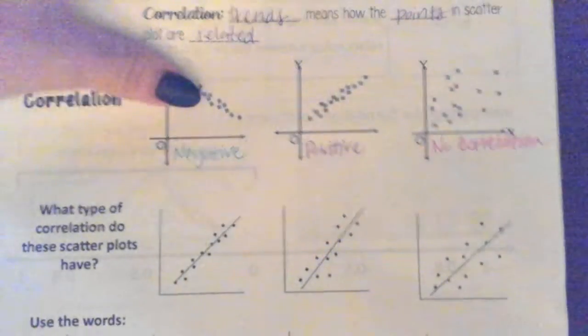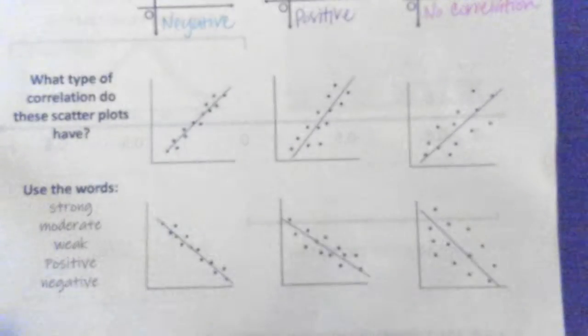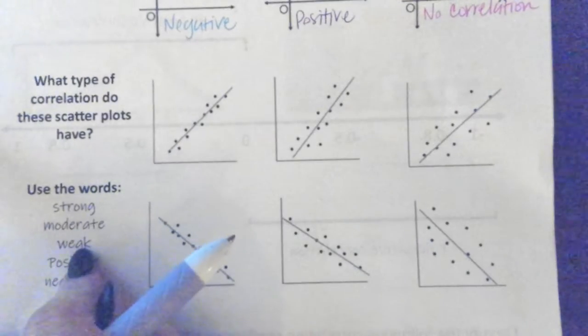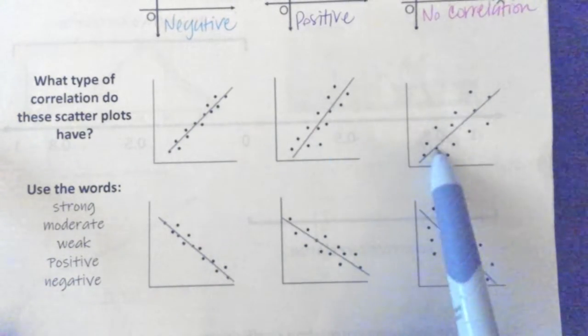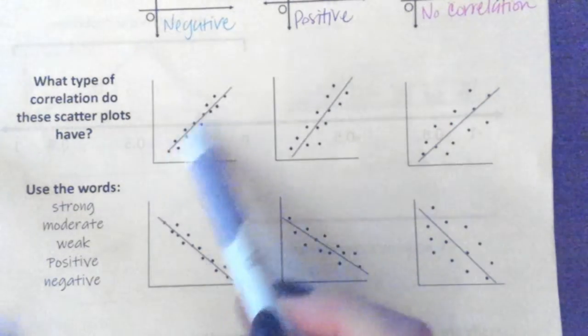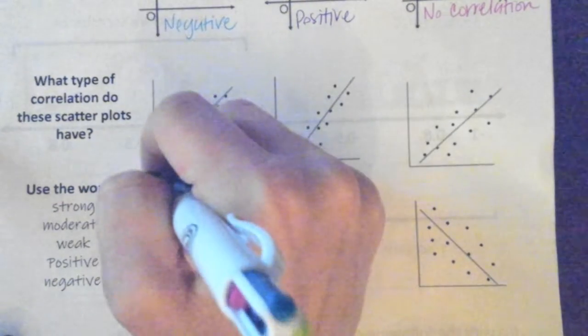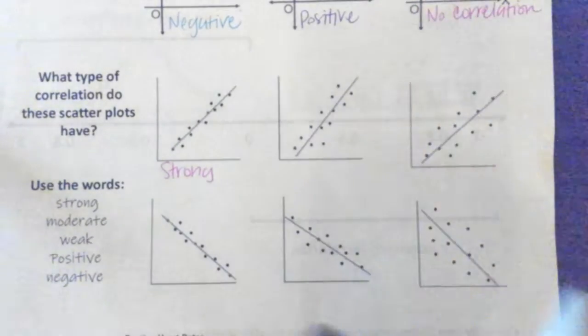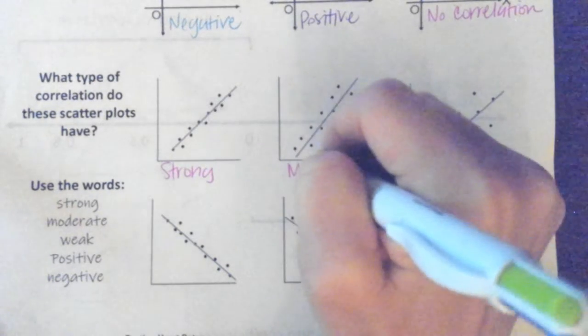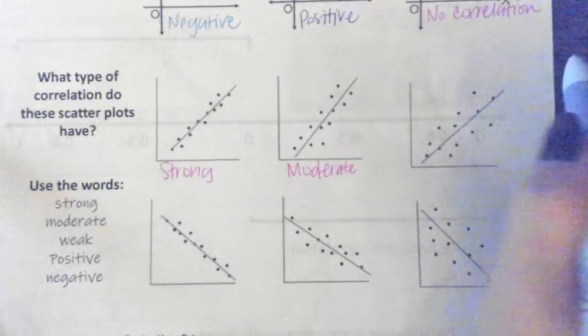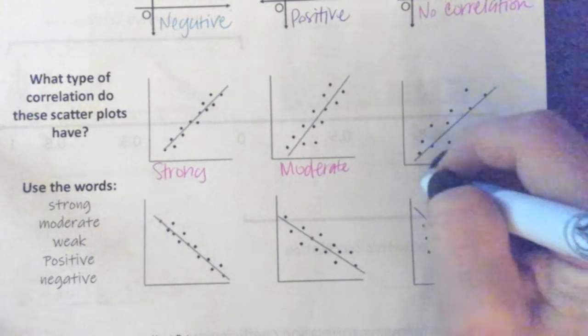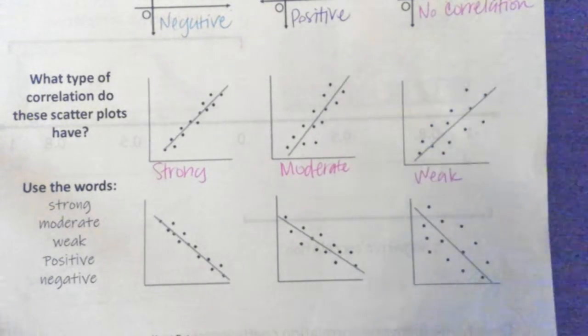Okay, we also talk about our scatter plot data being strong, moderate, or weak, and that is dependent on how close together they are. So if they are super close together, then this would be a strong correlation. They start getting a little bit further away from each other, moderate. And if there's still a correlation, but they're further away, this would be a weak correlation.